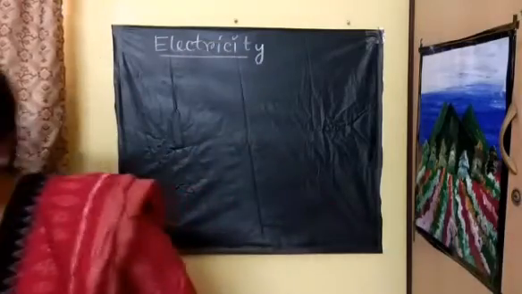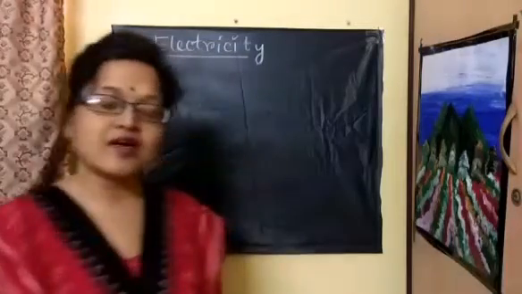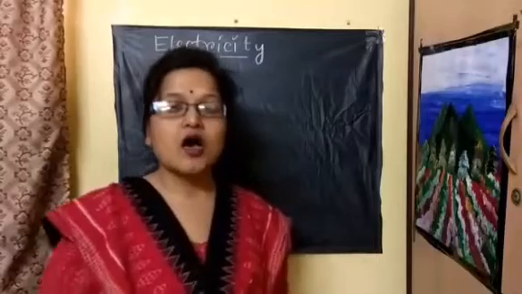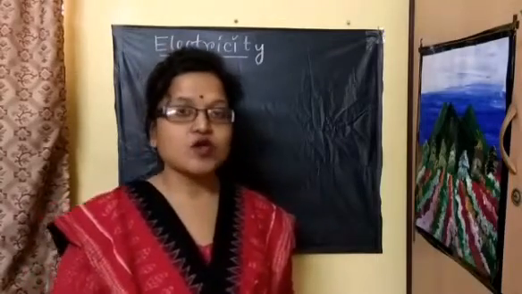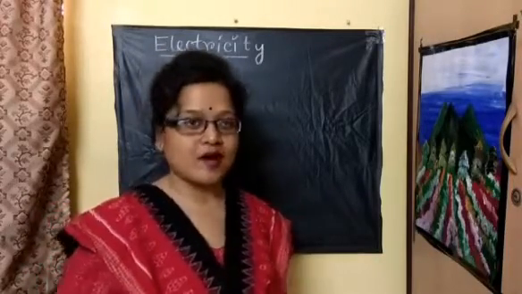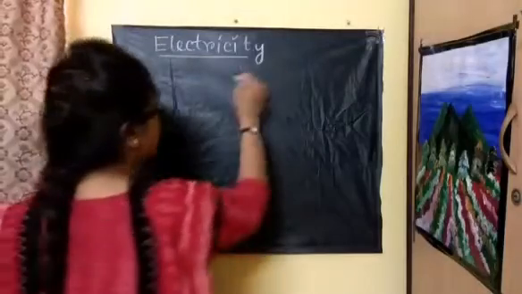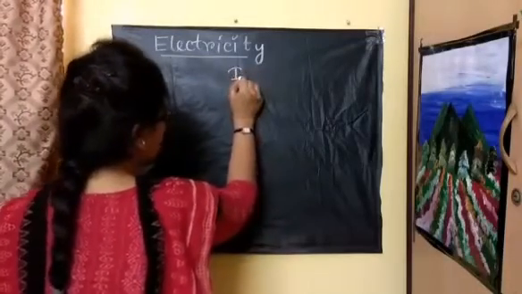Okay, so previously we had discussed EMF, potential, charge, and Coulomb's law. Today we will start from the concept of current. As we already started, we can define current as I.